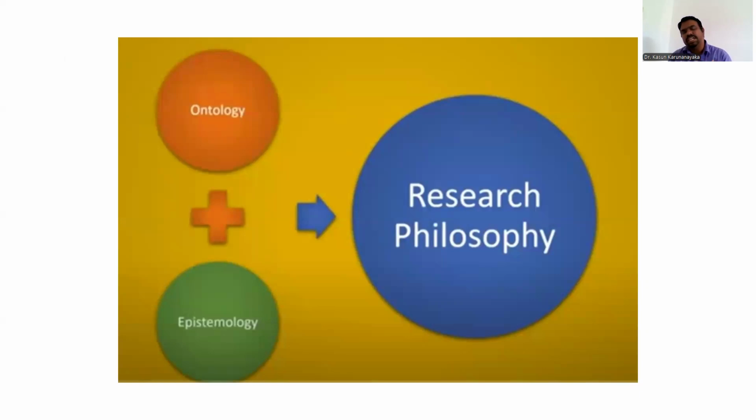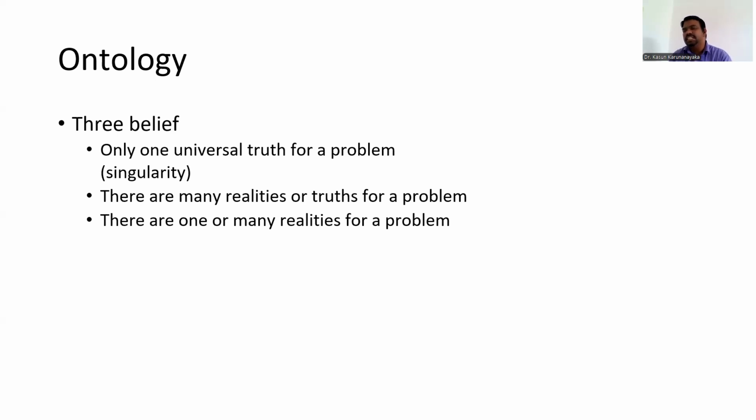But ontology and epistemology are quite complex. Each has three different perspectives. Based on these different perspectives, we can define different research philosophies. For example, in ontology, there are three beliefs. One belief we call singularity. It says there is only one universal truth for a problem. For example, if I give you a number series and ask you to calculate the average or standard deviation, there is one single answer to that problem, right? We have this kind of research problem in our life where you have only one correct answer.